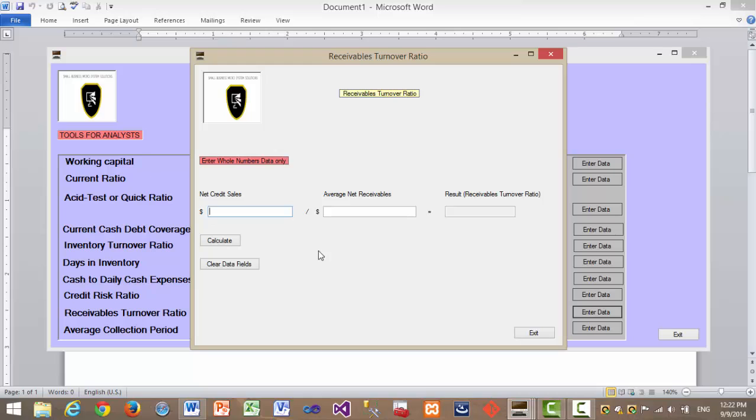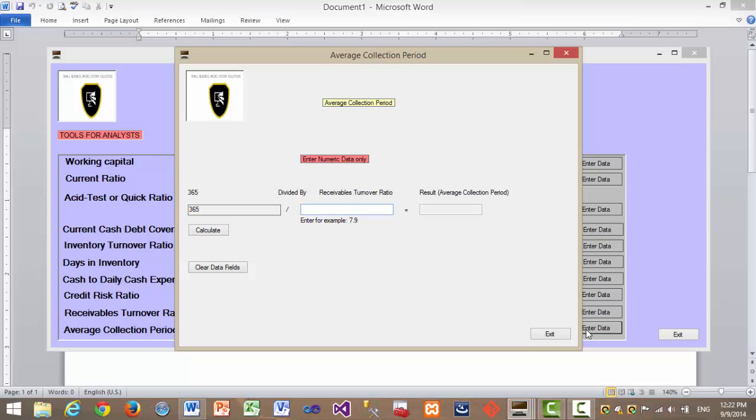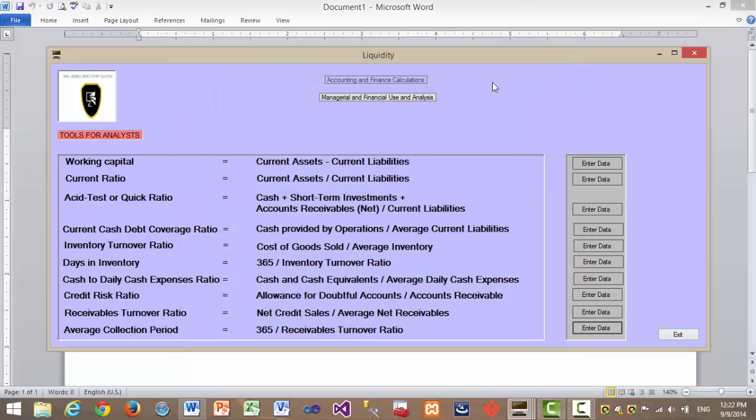Includes your net credit sales divided by average net receivables, and your average collection period, which is 365 calendar days divided by the receivable turnover ratio. As an example, it gives you the average collection period of 37.2 days. Thank you. This ends the liquidity tools for analysts, formula calculations for each one of these formulas.